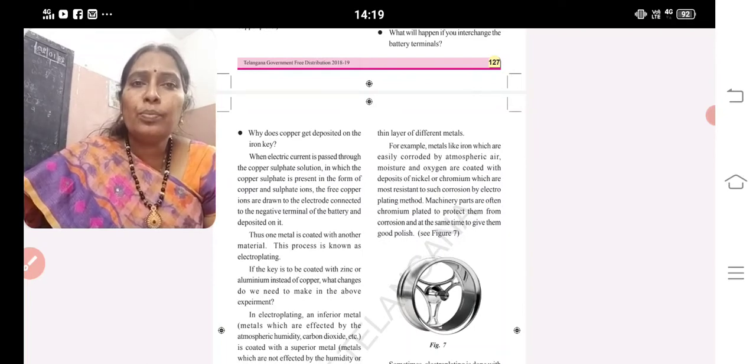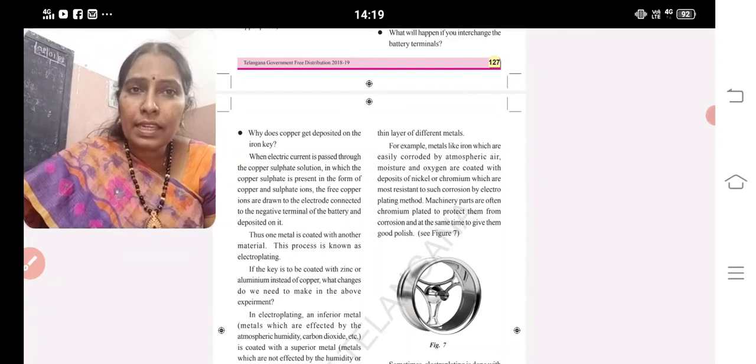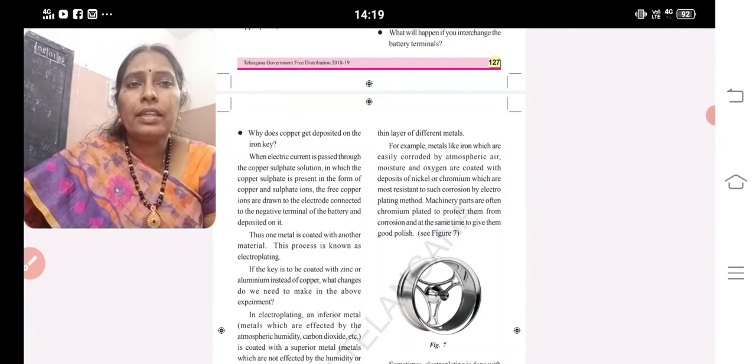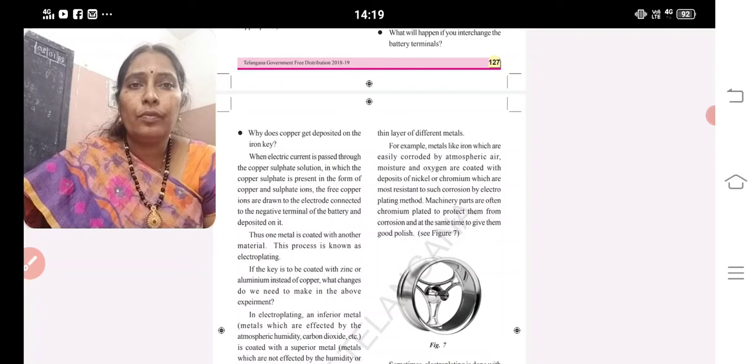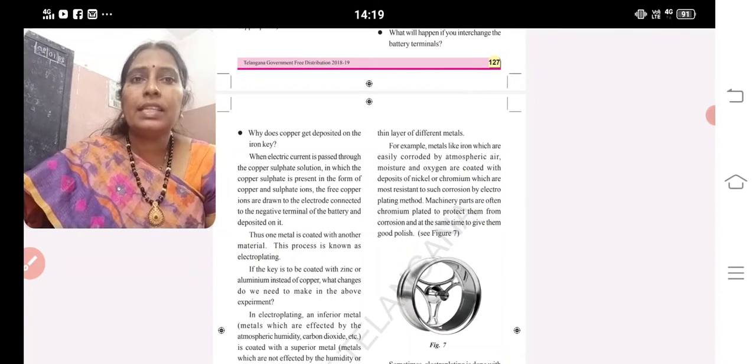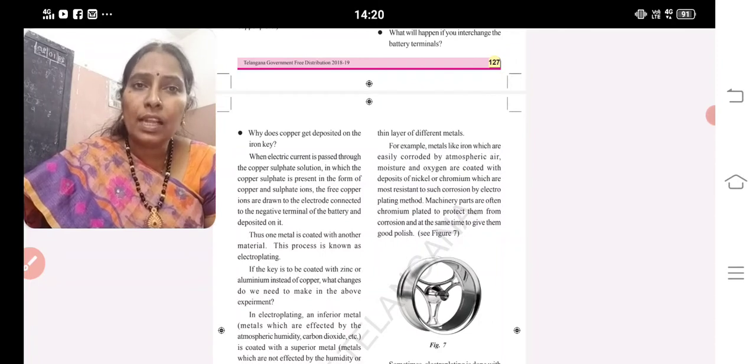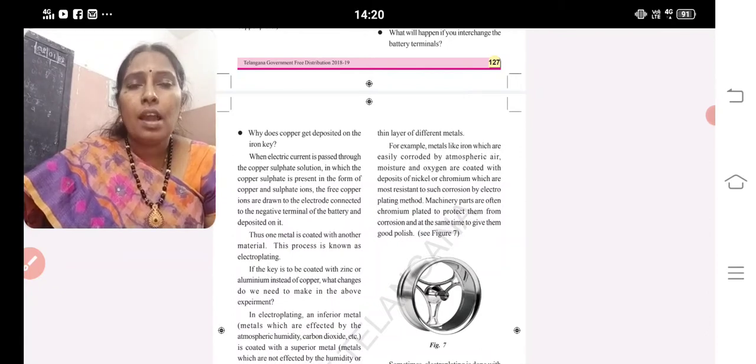A cheap metal, meaning a more reactive metal, is coated with a less reactive metal to give a good shine and increase the life of the metal. If the key is to be coated with zinc or aluminium instead of copper, what changes will you make? Instead of copper sulfate, you will use zinc sulfate or aluminium sulfate, because you want to coat with aluminium or zinc. If you want to coat with copper, you have to use copper sulfate as the electrolyte. If you want to coat the key with zinc, you have to use zinc sulfate. Even if you want to coat with aluminium, you need to use aluminium sulfate.